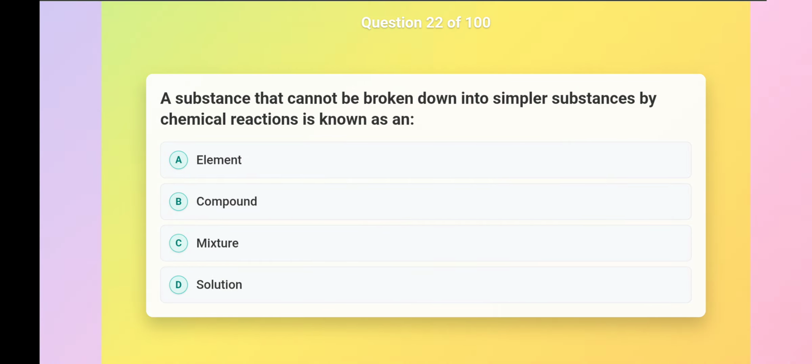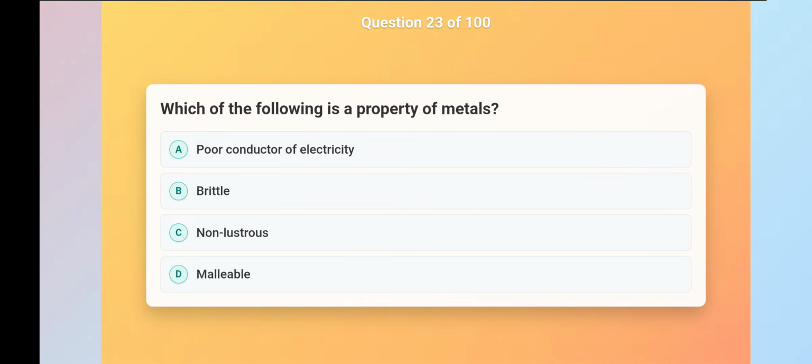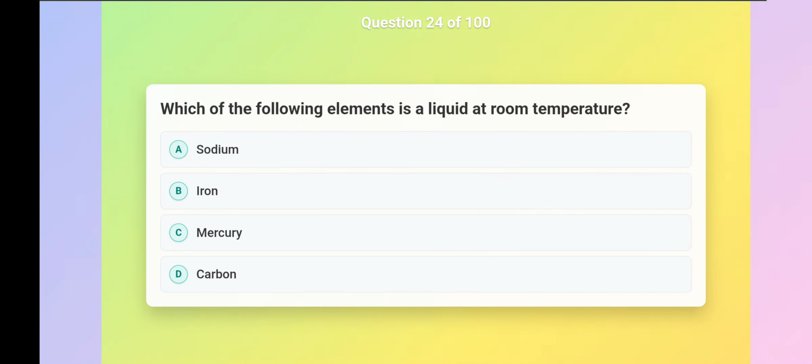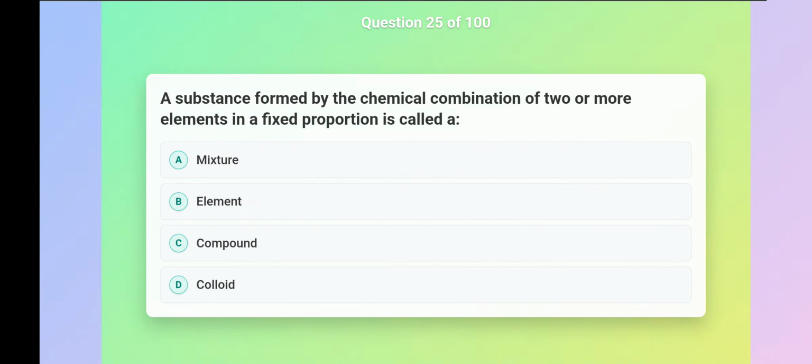A substance that cannot be broken down into simpler substances by chemical reactions is known as an element. Which of the following is a property of metals? Malleable. Which of the following elements is a liquid at room temperature? Mercury. A substance formed by the chemical combination of two or more elements in a fixed proportion is called a compound.